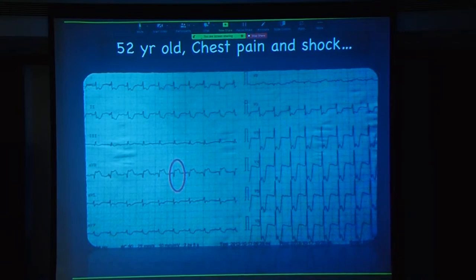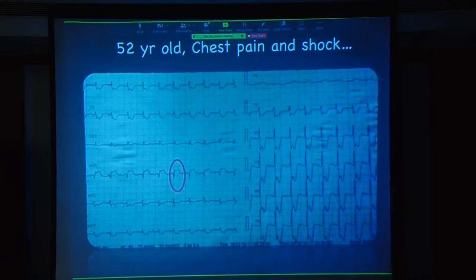Now, this is another patient, 52-year-old, chest pain, and he was in cardiogenic shock. You do not see significant ST elevation in most of the leads, but what is alarming over here is you tend to see a lot of ST depression in most of the leads, in lead 1, AVL, in lead 2, 3, AVF, and in V1, V2, V3, V4, almost all the leads. And you also see significant ST elevation in just AVR alone.